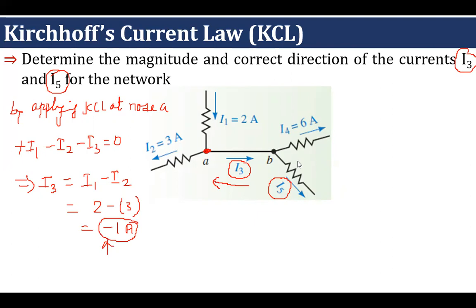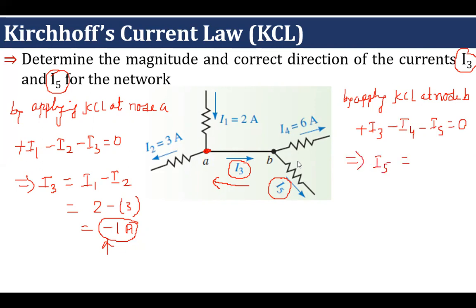Now let's find out the value of I5. By applying KCL at node B, what can we write? I3 is the incoming current, so I will write plus I3. I4 is outgoing current, so minus I4. I5 is also outgoing current, so minus I5 is equal to 0. I have to find out I5, so I5 is equal to plus I3 minus I4.